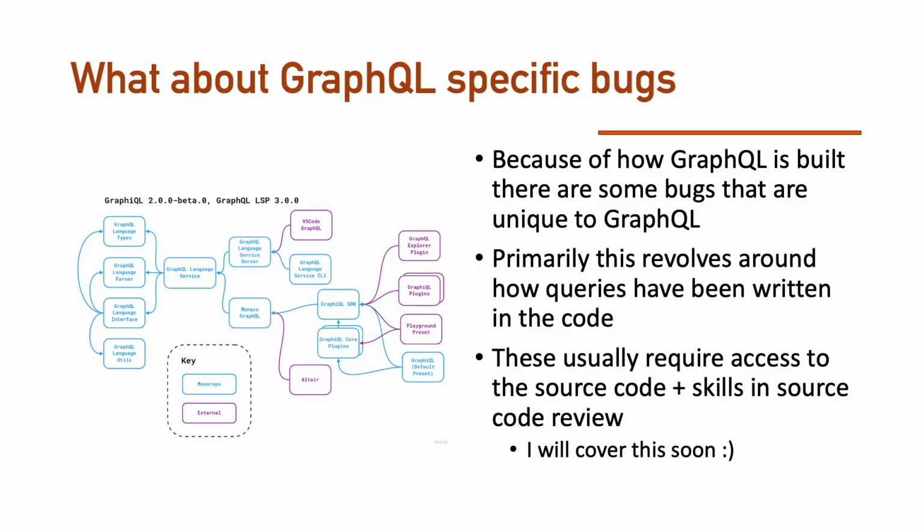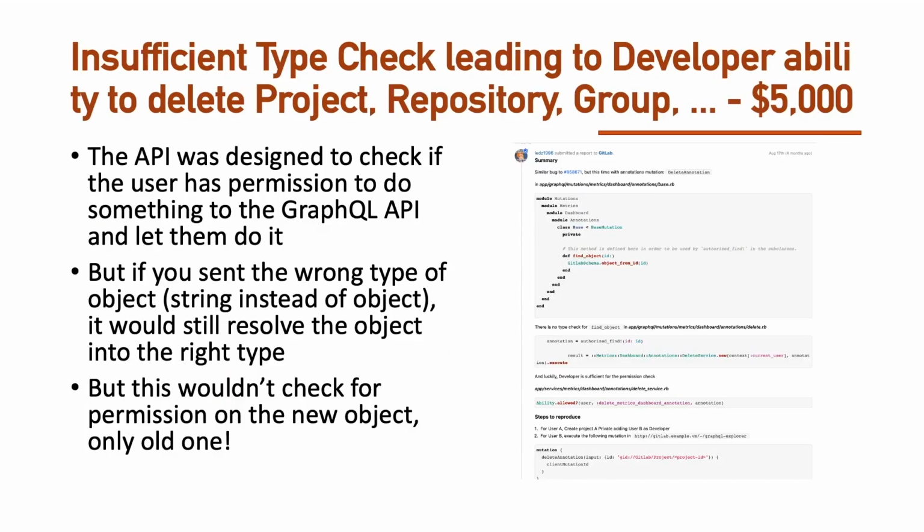So what about GraphQL specific bugs? Now, GraphQL is quite complex. Here is an example of some of the underlying architecture on the left there. And because of how GraphQL is built, there are some bugs that are unique to GraphQL. And this primarily revolves around how queries have been written in the code. And they usually require access to the source code and some skills in source code review, which, by the way, due to popular demand, I will be covering source code review in the future.